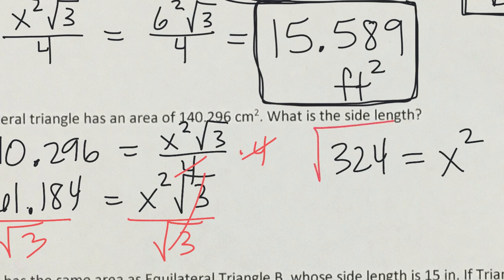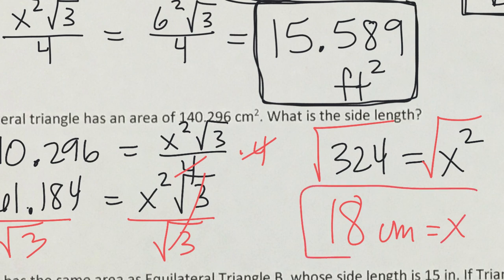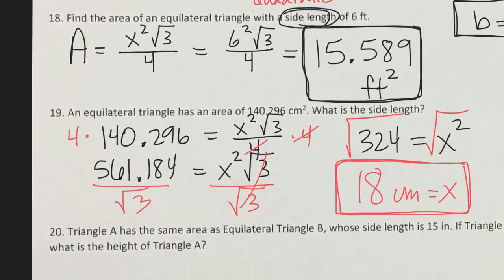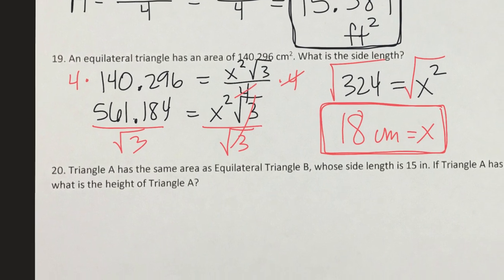And then we square root at last. I don't know if this is a pretty square root or not. It is. It's exactly 18 centimeters, the length of the side of your equilateral triangle. So if it's an equilateral triangle, use the specific formula for an equilateral triangle.